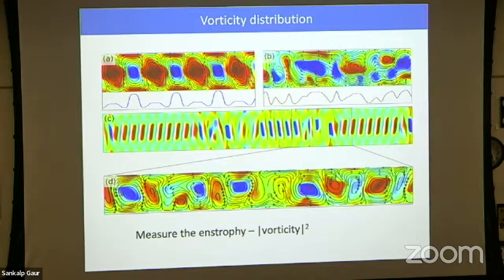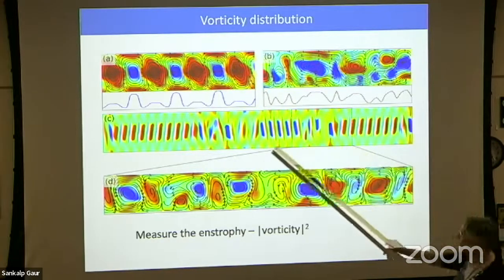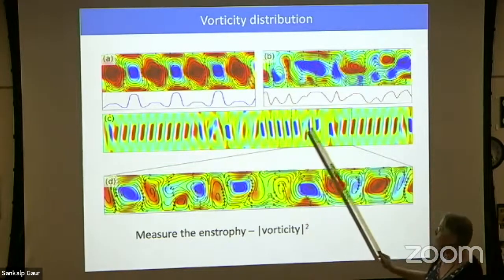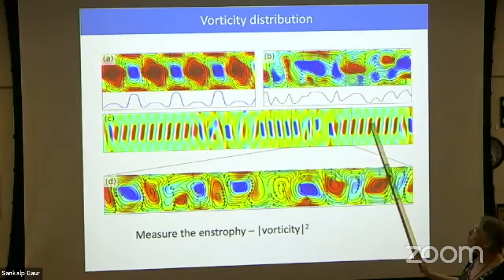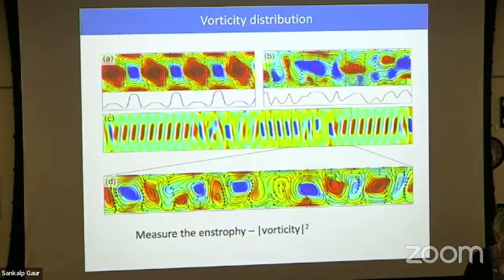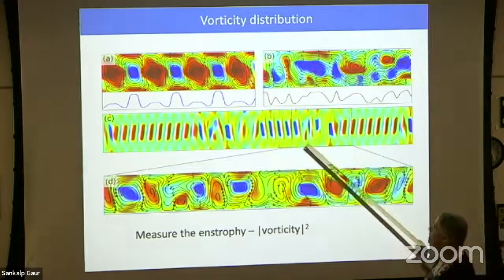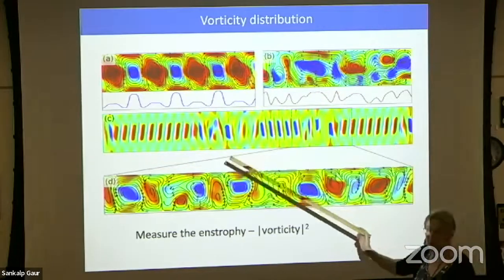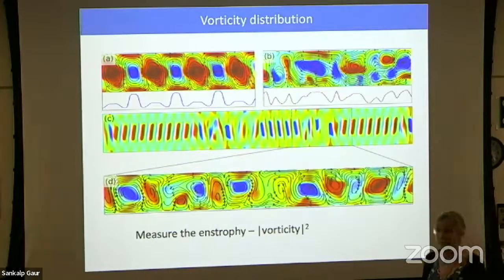You can work out where these bits are by measuring the vorticity relative to the vorticity of the nice ordered state with the ordered vortices, in particular measuring the vorticity squared, the enstrophy. But it doesn't matter quite what I measure. These bits show up, and these are the bits where I want to follow how they evolve with time.